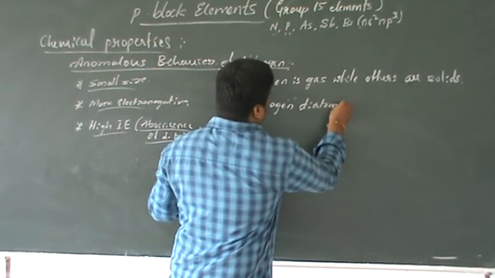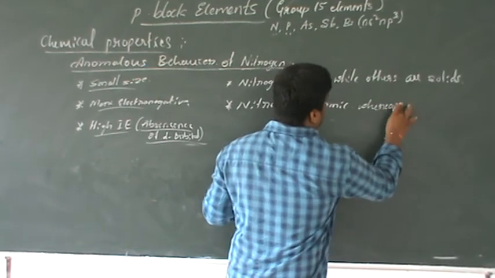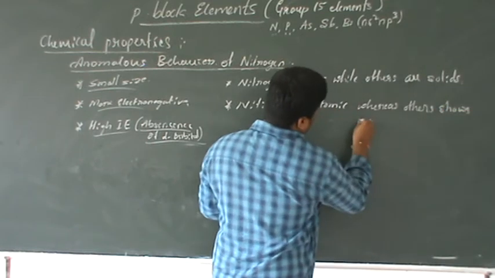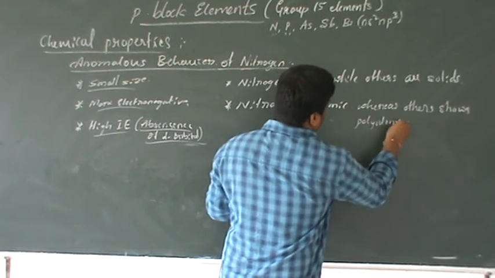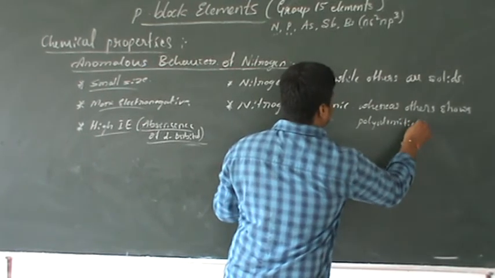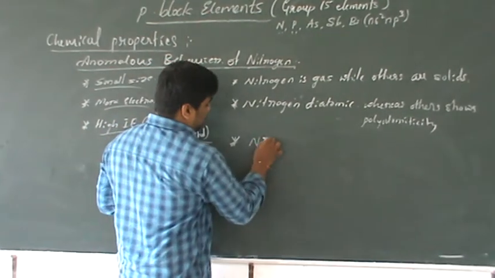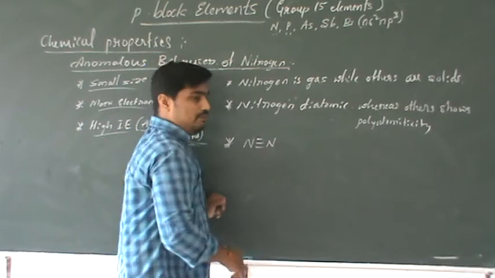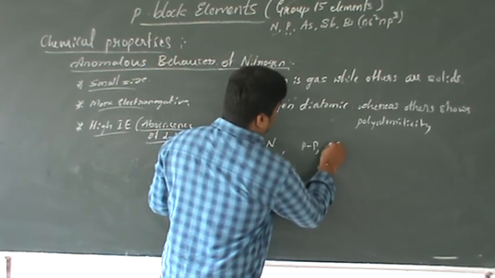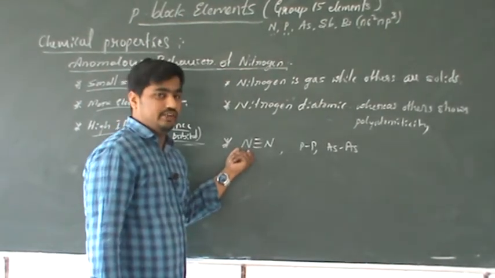Nitrogen is diatomic, whereas others show polyatomicity. Others are polyatomic. The next one is nitrogen can form a triple bond with another nitrogen atom, but others form single bonds. It is due to the smaller size and more electronegative nature.